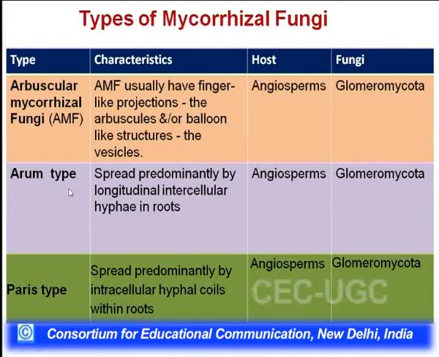It has 2 different series, the Arum type and the Paris type. You can see that in the Arum type series, longitudinal intercellular hyphae occur in the root, while in the Paris type, it spreads by intracellular hyphal coils within the root. Both the Arum type series and the Paris type series colonize angiospermic plants and belong to the phylum Glomeromycota.